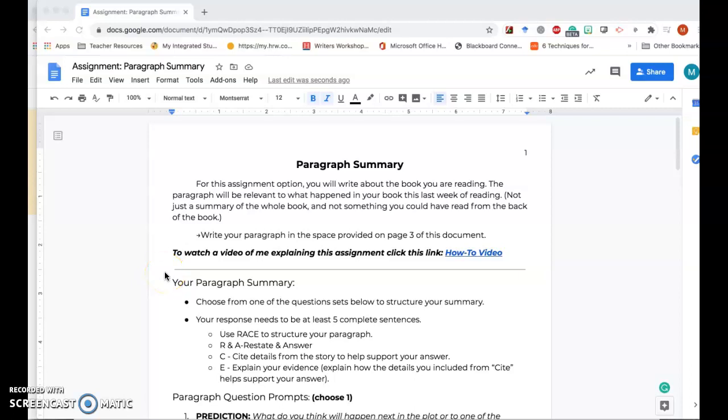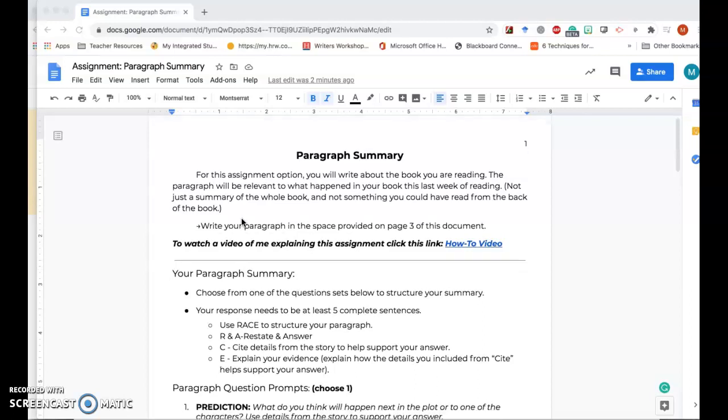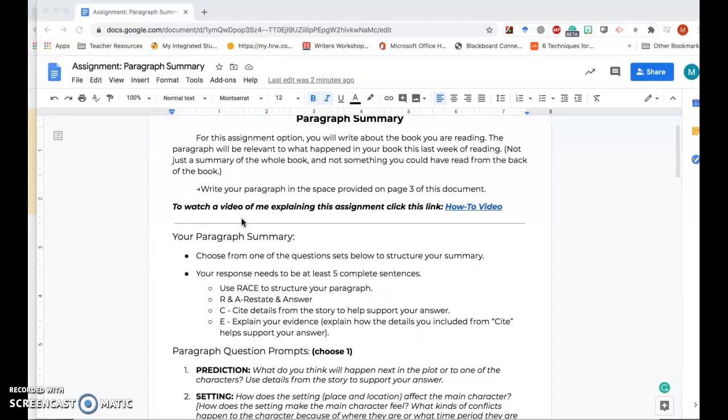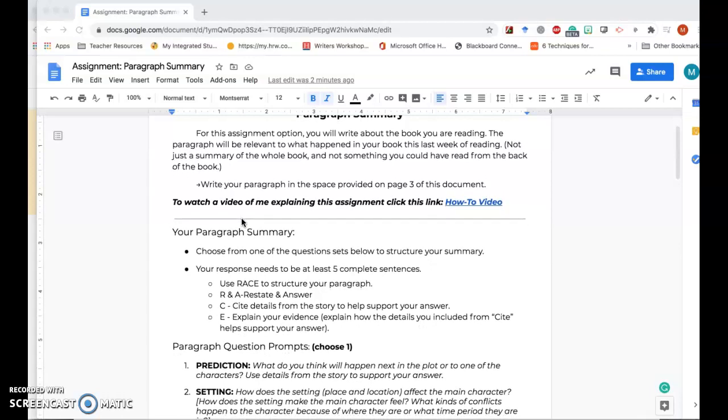All right, so if you want to complete a paragraph summary to complete your 40 book challenge check, then this is the assignment that you're going to do. And I'm just going to explain to you real quick what that assignment will look like. So for your paragraph summary, you're going to choose one of the question sets below to help you structure or guide your summary. So it's not just a whole summary of everything that's happened.